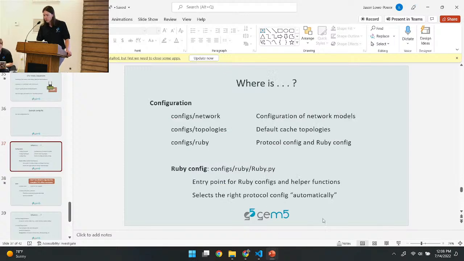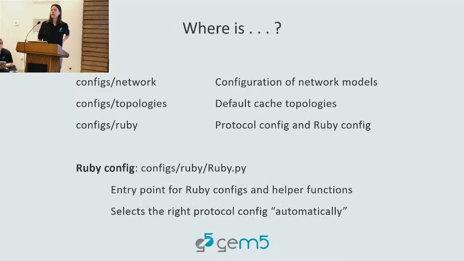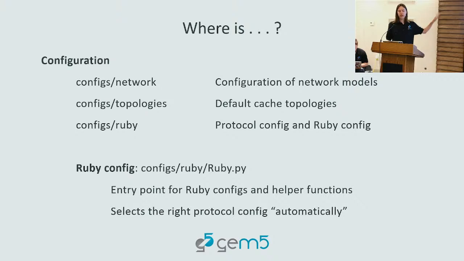Okay, so I want to briefly say, as you're digging into Ruby, some things that you might want to know. Where are things? If you want to look for the classic configurations, or the configurations that will soon be deprecated, in configs network is a bunch of network models, and configs topologies is a bunch of different topologies. And in configs Ruby is a bunch of the protocol configurations.